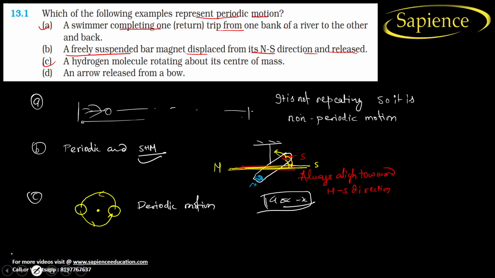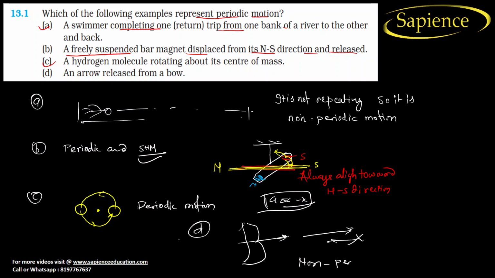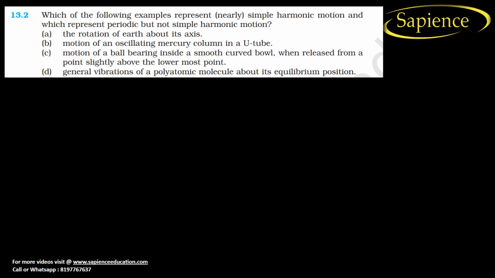Now question number D. In question number D, an arrow is released from a bow. So let us consider an arrow is released from the bow. What will happen? When it goes, it won't come back. So it means a non-repeating nature. So it is non-periodic motion. I hope you have understood which is periodic and which is non-periodic.